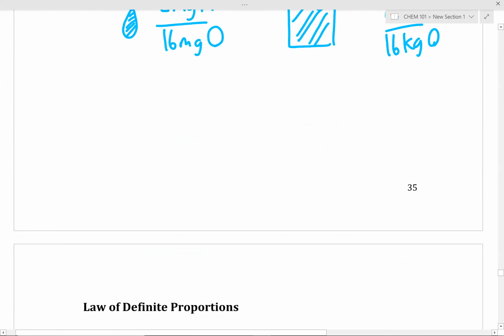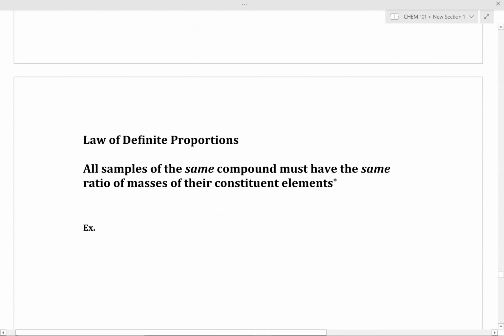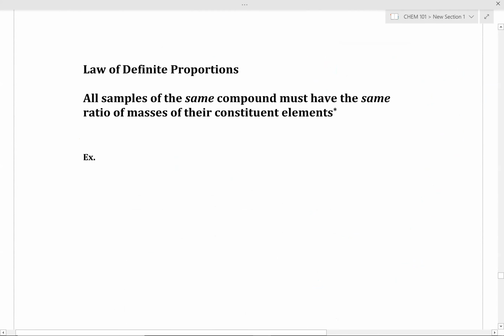Now, we can get even more clever with this, and this is the last topic we'll discuss before the end of the period. And this involves invoking the law of definite proportions. The law of definite proportions is concerned with comparing compounds and reactions. Compounds using chemical reactions.